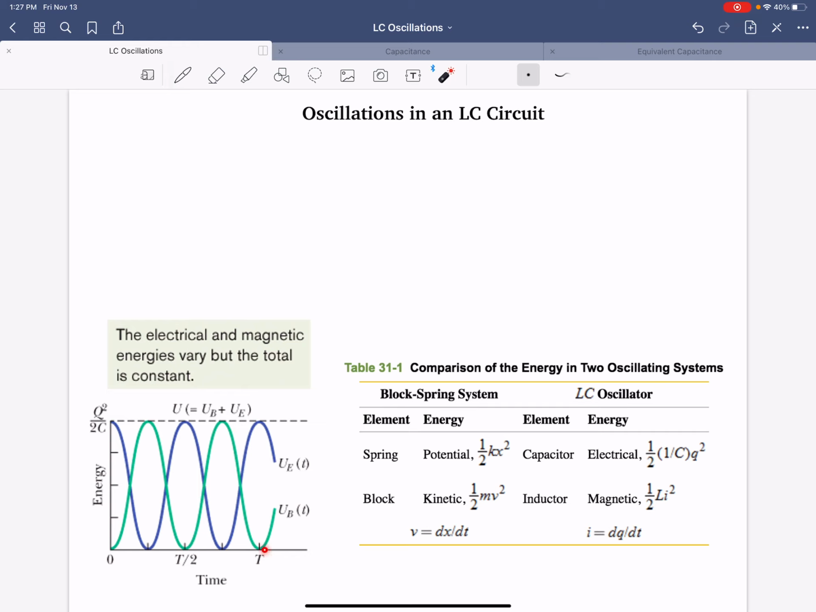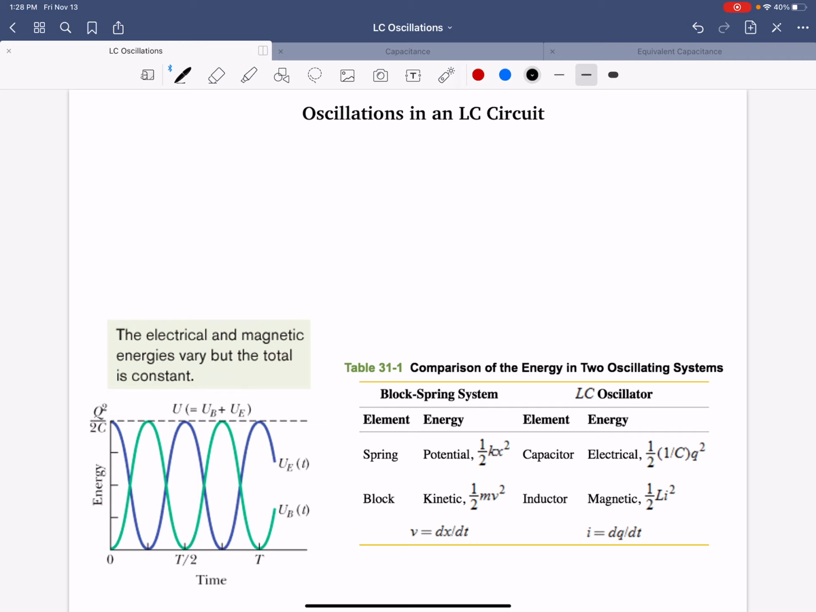Okay, this capital T is the time for one complete cycle. In other words, it's one period. And these two graphs are shifted by pi over 2, in other words, by 1/4 of a cycle. When one is maximum, the other is minimum, right?